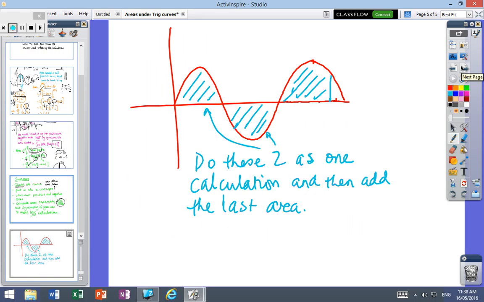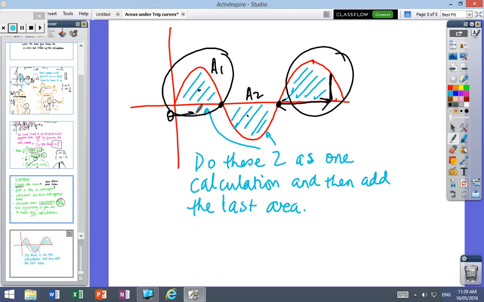So, for instance, even though this one is a really odd one because it's not the whole way across, these two areas, A1 and A2, they're going to be the same as each other, so it would be easier to do a calculation from 0 to whatever that number is and then double it, and then worry about this calculation to here as just one other calculation. So you should always try to use a calculation that goes from 0 to something, because 0 is the easiest number to sub in.